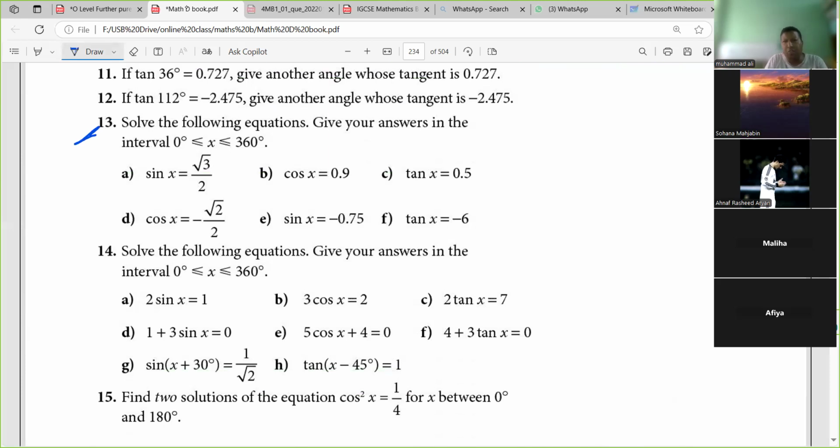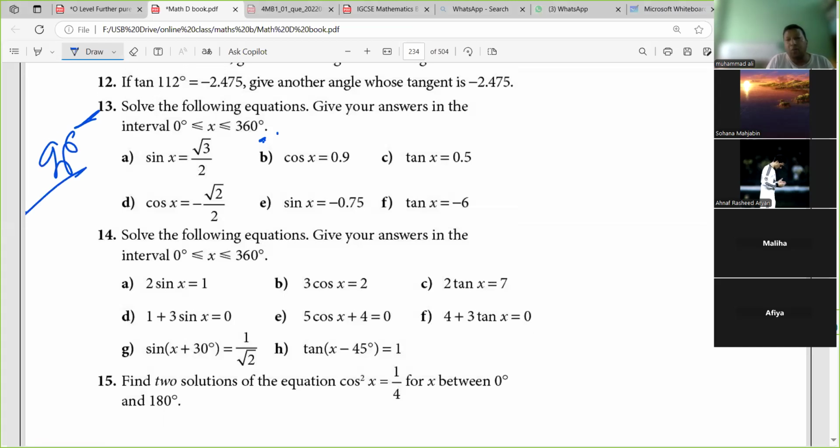Solve the following questions. Give your answer in the interval x greater than or equal to 0 degree and less than 360 degree. This maths is very important. Those who have additional maths are very expert in this, but for general maths, sometimes it makes confusion for you. But try to solve it properly.